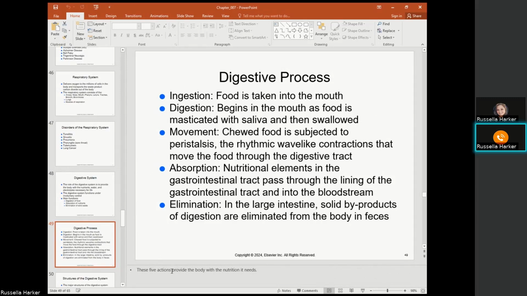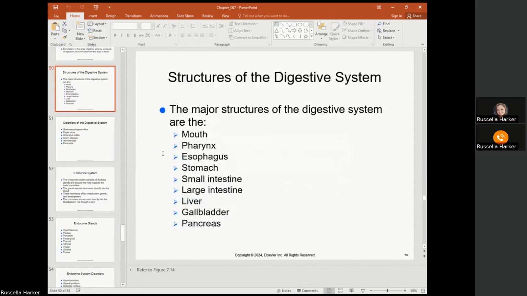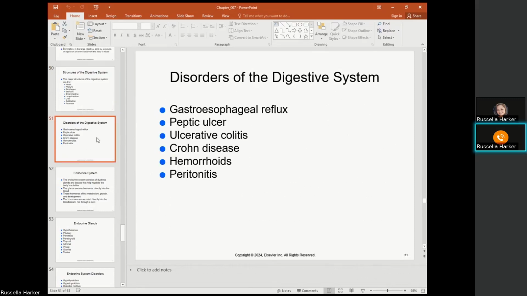And then you have elimination, and that is in the large intestine. Solid byproducts of digestion are eliminated from the body in feces. Make sure that you know this process. These are the major structures of the digestive system. And this is a list of disorders of the digestive system.